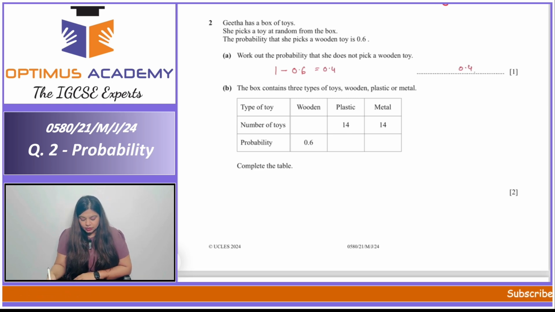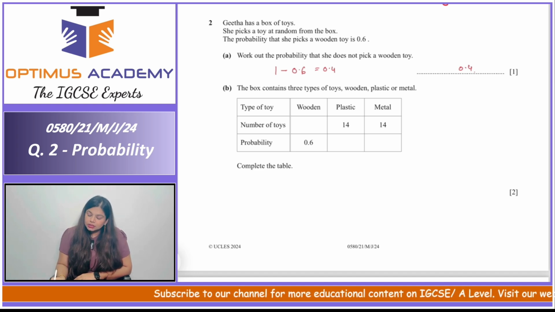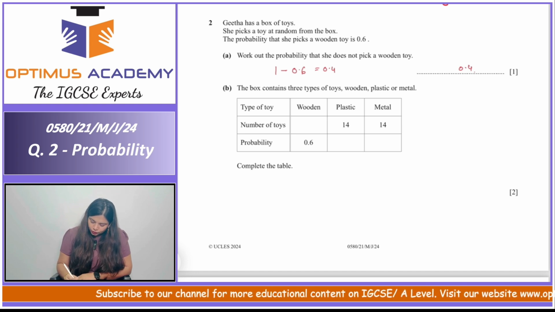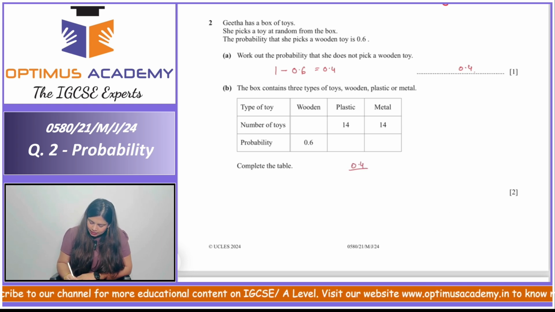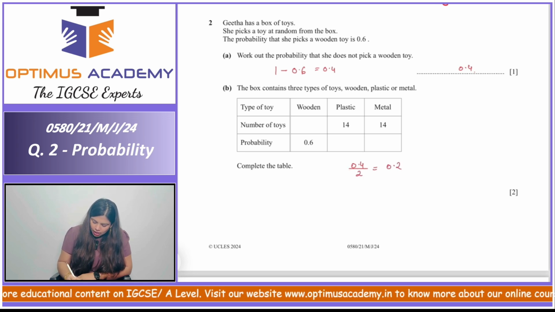The box contains three types of toys: wooden, plastic or metal. We have to fill the table based on the data given above. So we know that the probability that she does not pick a wooden toy is 0.4. 0.4 would be divided between the two materials, plastic and metal. So we get the answer for each as 0.2.